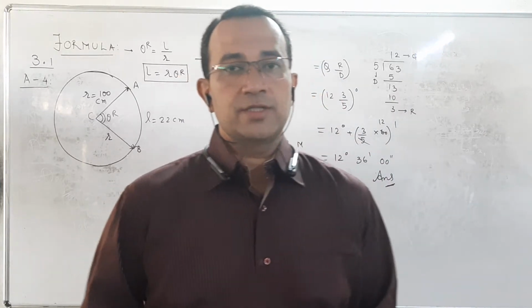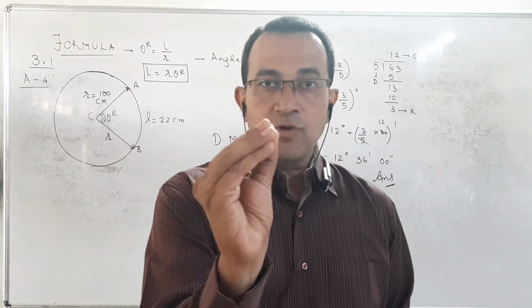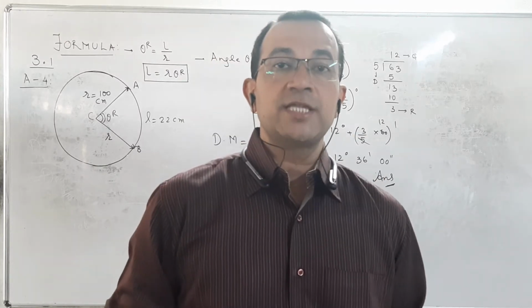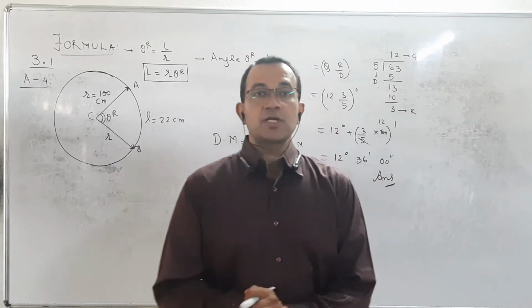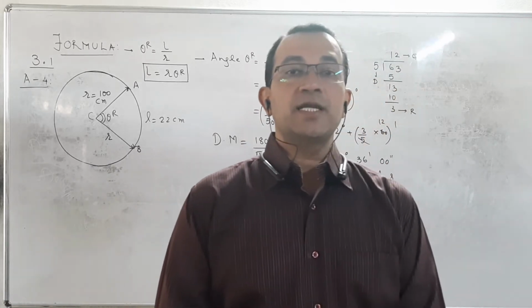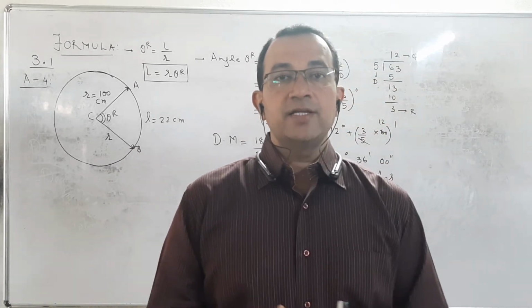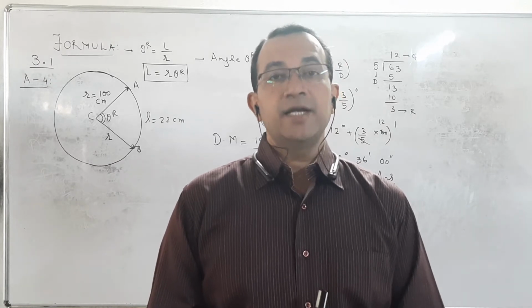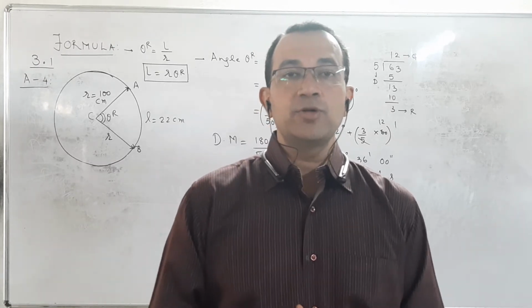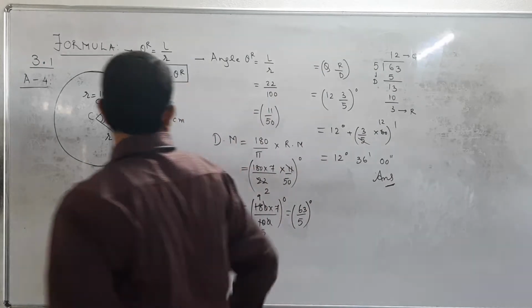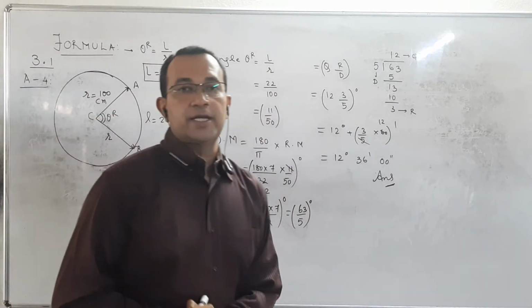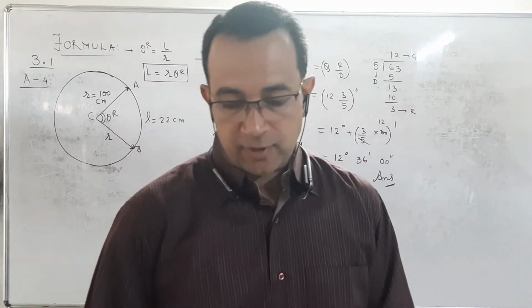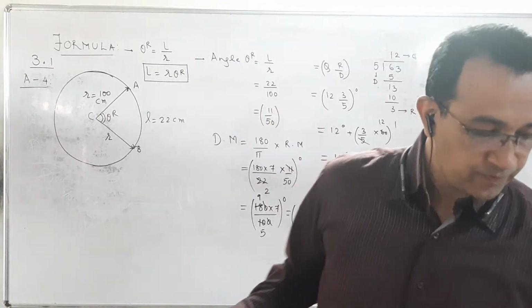So in a question where arc length is involved, always remember, students, theta is in what? Radian. The question where arc length is involved, theta radian is L by R. So L is equal to R into theta radian. Converting radian measure into degree measure, we have the formula: degree measure is equal to 180 by pi into radian measure. That formula, students, I have used.